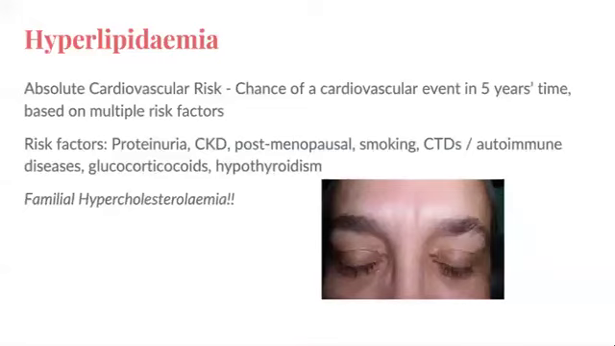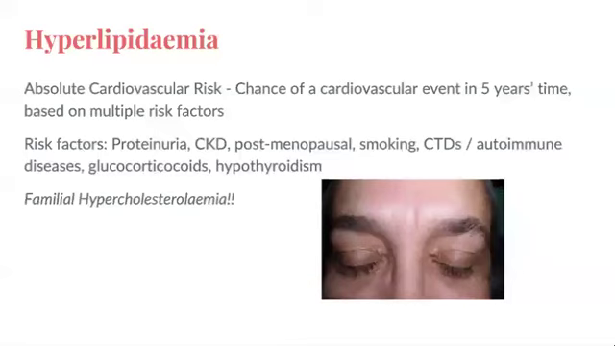So if someone has a 5% risk, that means that out of 100 people with the same risk factor profile, five of them would be expected to have a heart attack or a stroke in 5 years' time. High risk is defined as more than 15%, and intermediate risk is defined as 5% or more.